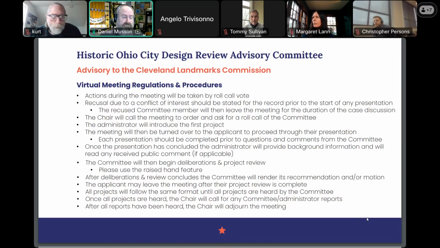Please use the raised hand feature if you'd like to speak. After deliberations and review concludes, the committee will render its recommendation and or motion. The applicant may leave the meeting at any point after their project review is complete. All projects will follow the same format until all projects are heard by the committee. Once all projects are heard, the chair will call for any committee/administrator reports. After all reports have been heard, the chair will adjourn the meeting.